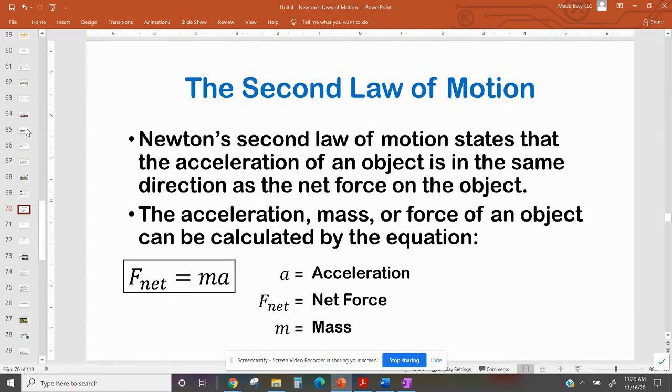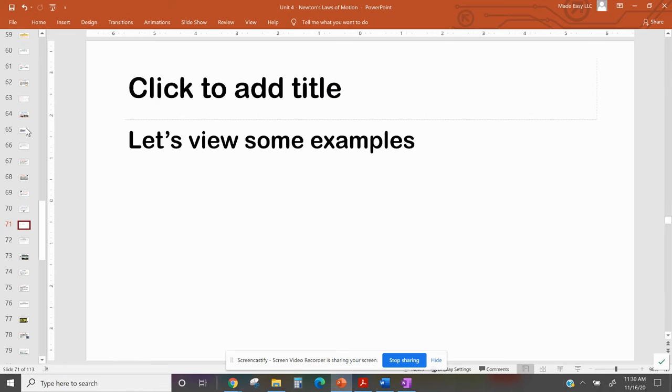We use meters per second squared and kilograms because that helps us get the unit of newtons. Because after you multiply mass times acceleration, the unit would be kilogram meters per second squared, and newtons is just an easier way to think about it. Okay? Let's view some examples.